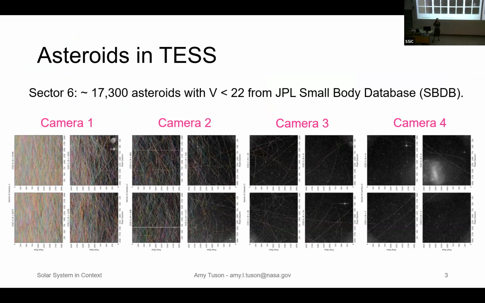Although TESS was designed to discover exoplanets, it's also incredibly valuable for solar system science. For example, during Sector 6 alone, TESS observed over 17,000 solar system asteroids brighter than 22nd magnitude. These are shown here. You're seeing 16 full-frame images from all of the TESS CCDs, and each colored line represents the path of a single asteroid during that observation. You'll see a really large concentration in camera 1 because that was aligned with the ecliptic plane.